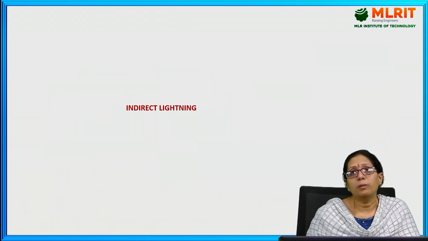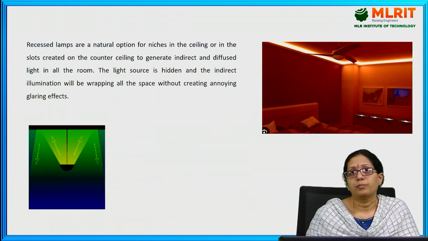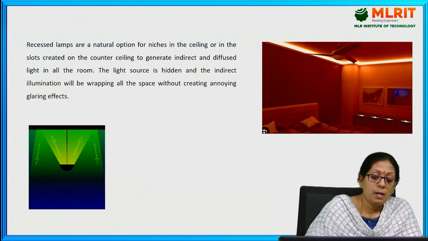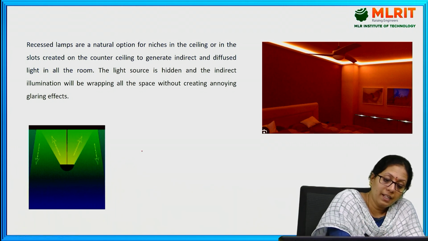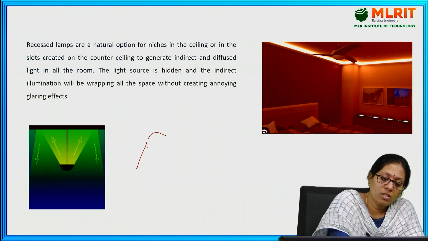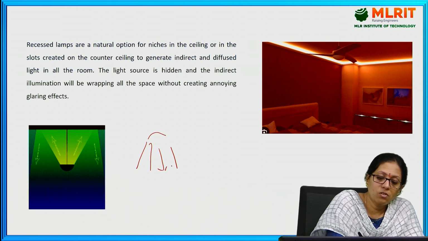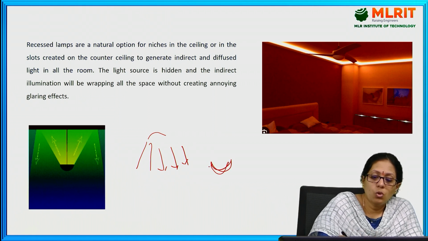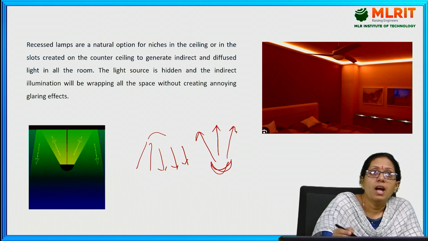The second one is indirect lighting. Here you can see the picture of indirect lighting. Means the lighting, previously it was in this manner. The lighting was in this manner. But here the bulb is placed in opposite direction. So light falls on the wall first and then reflects back.